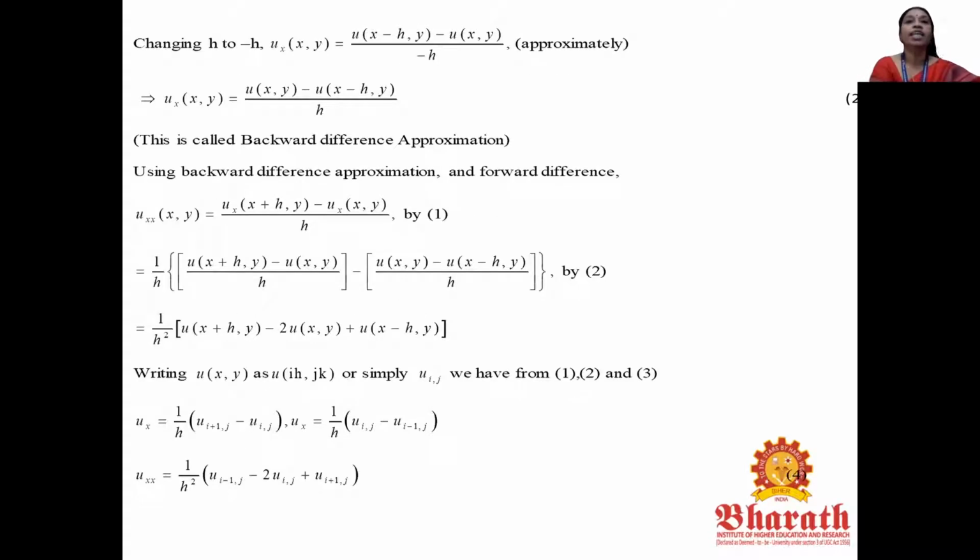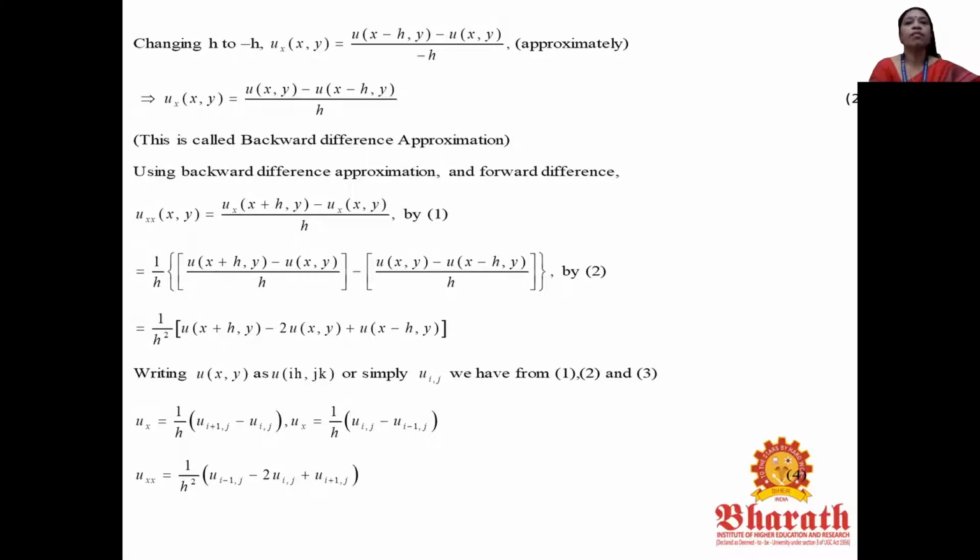So changing h to minus h, we'll get ux of x comma y is equal to u of x minus h comma y minus u of x comma y by minus h approximately. That is, we are replacing our h by minus h. That is ux of x comma y is equal to u of x comma y minus u of x minus h comma y divided by h. We are taking the positive terms first and the negative terms next. So this is called backward difference operator.